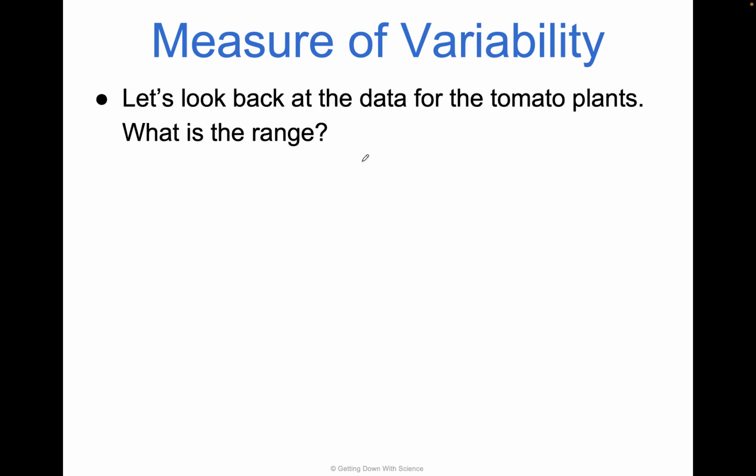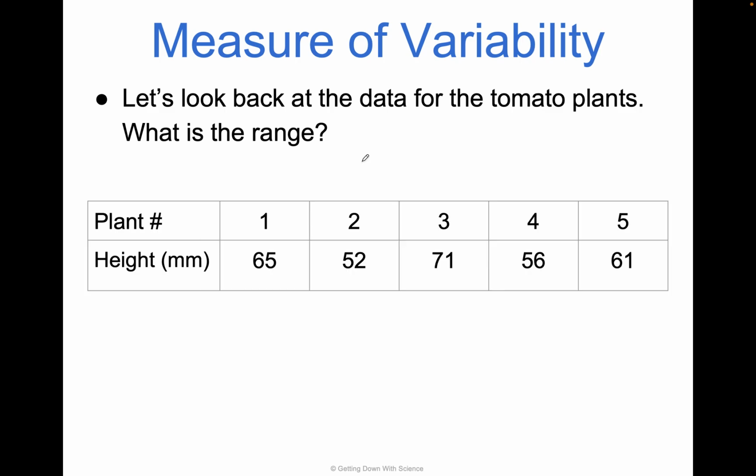So, oh, they want to use tomato plants. Okay, so we're looking back at this data for the tomato plants. What would the range be? So I see here the lowest number is 52 and the largest number is 71. So we're going to do 71 minus 52. And again, I'm using a calculator because that's what I do. All right, so our range is 19.